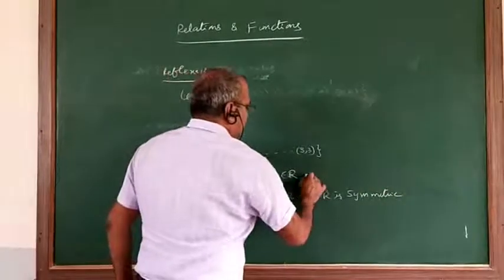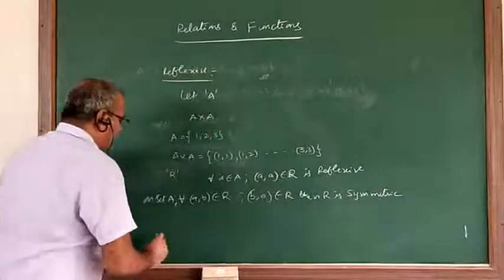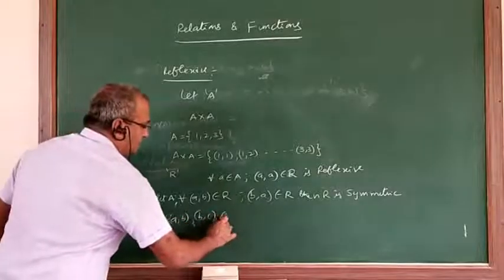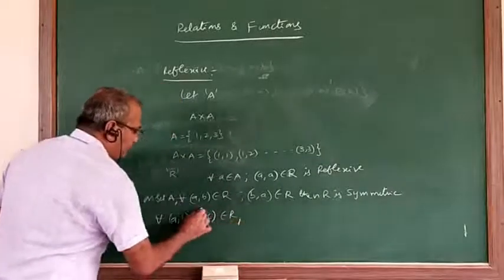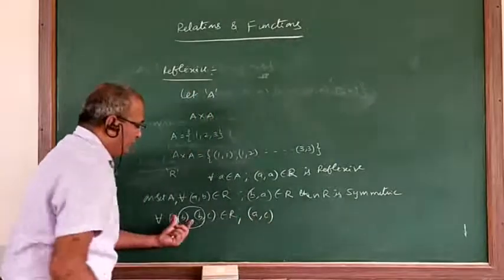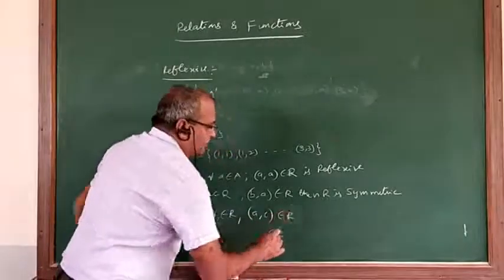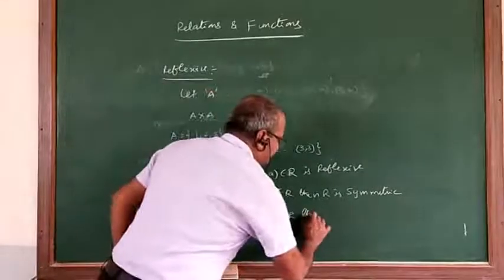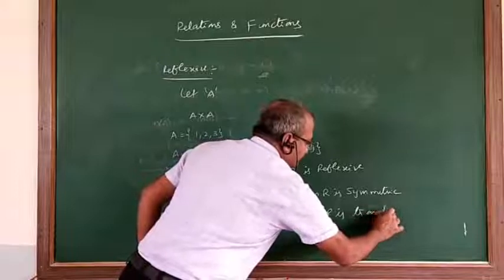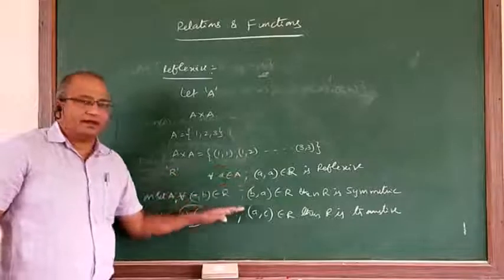Here R is reflexive. For all (a, b), (b, c) belongs to R, you will get a new element (a, c) if you remove these two. If this type of element also belongs to R, then R is transitive. So these are the definitions of reflexive, symmetric and transitive.